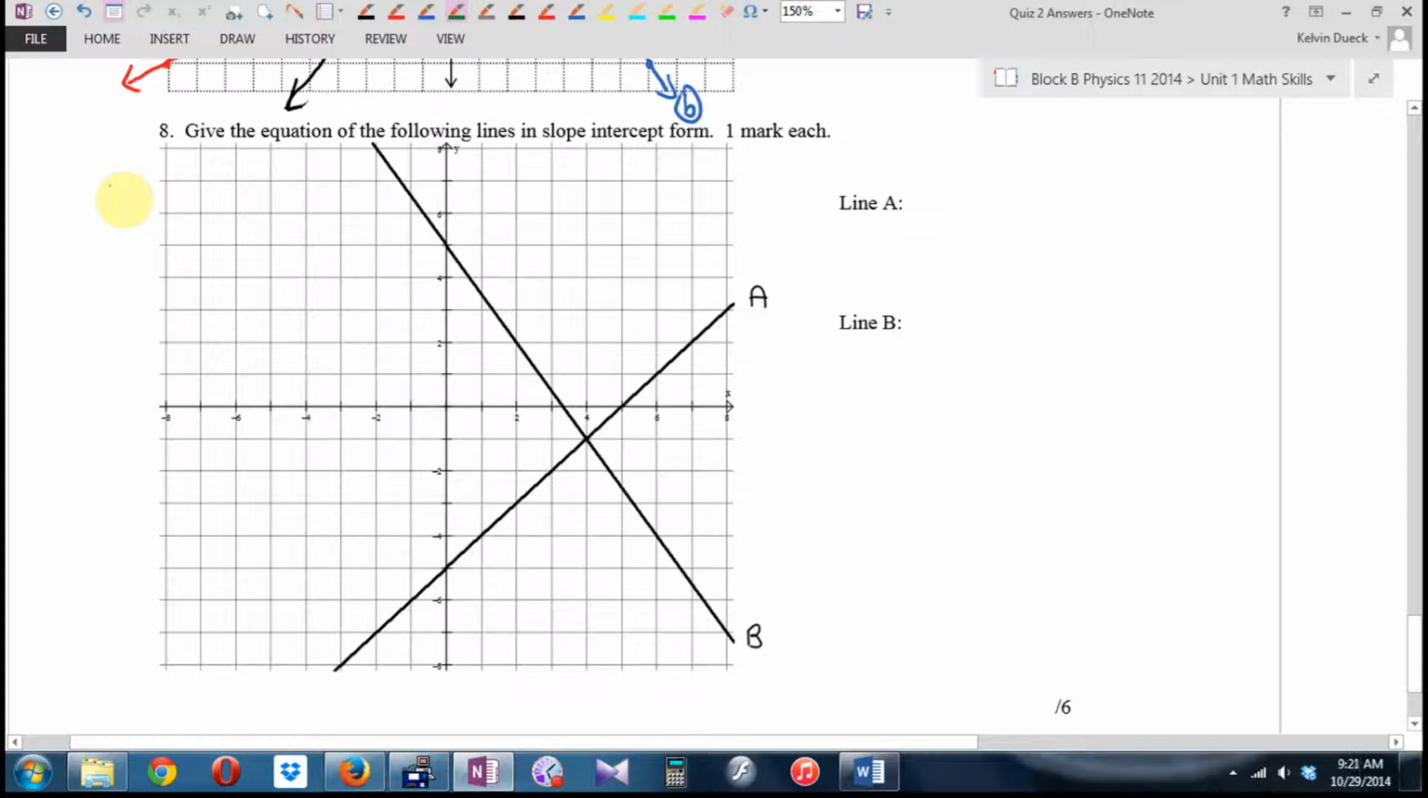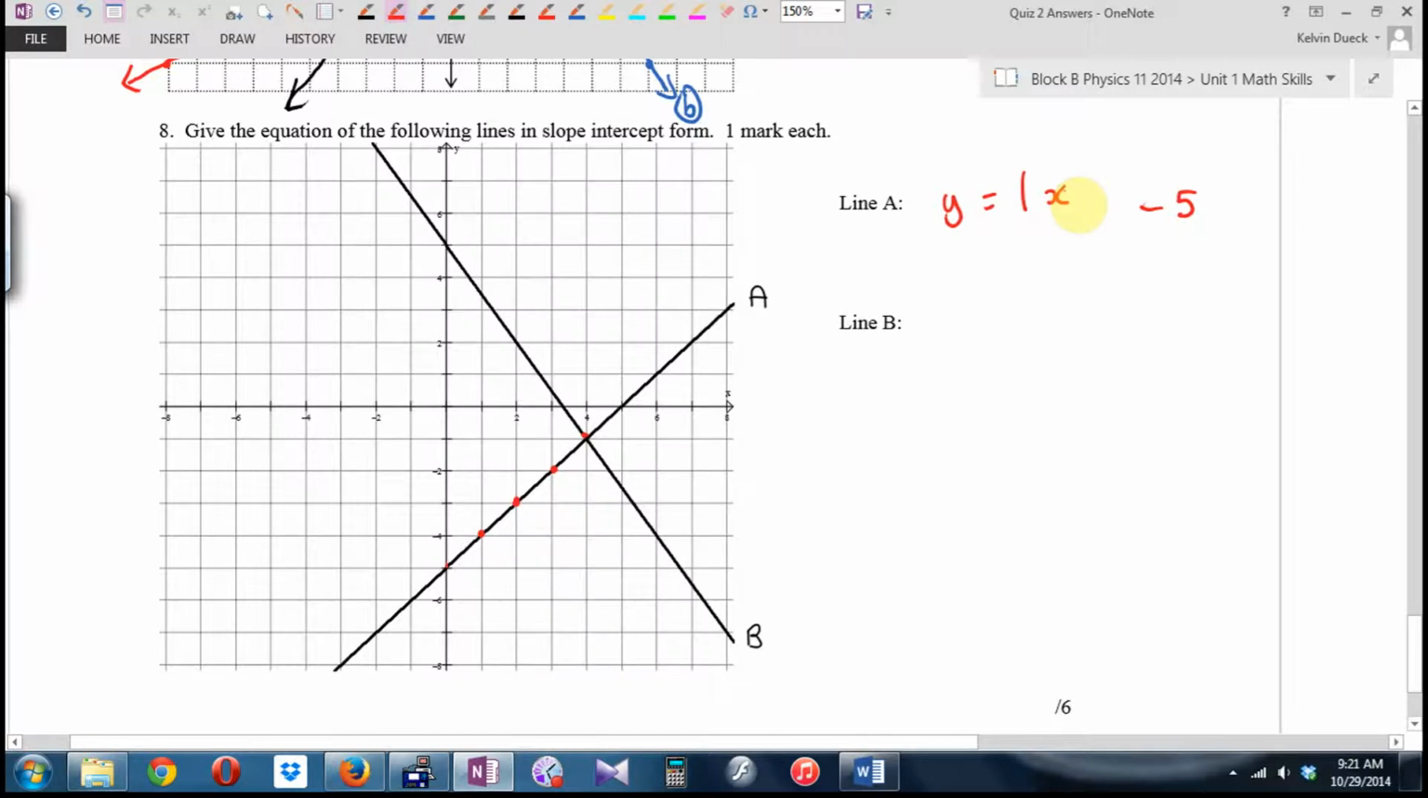Number 8. Give the equations in slope-intercept form. Okay. Line A. What's the y-intercept for line A? What's the slope? Looks like we're going up 1 over 1, up 1 over 1, up 1 over 1. Oh, double check. Look at the scale on the x and y axis. Is each square worth 1? Double check. Yeah. Then it looks like it's going to be 1x minus 5.